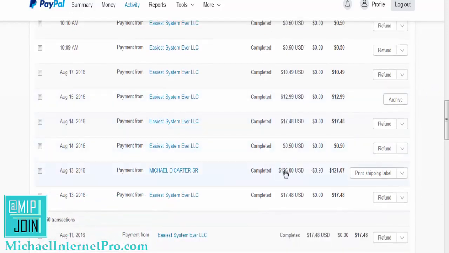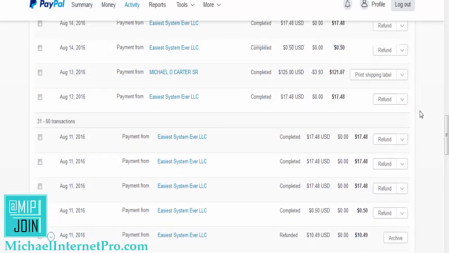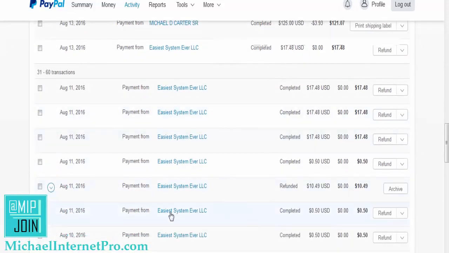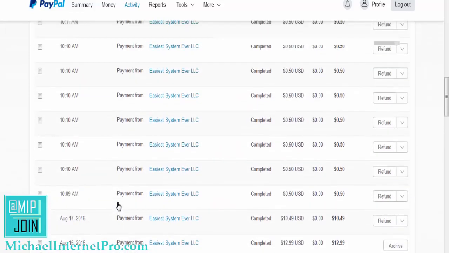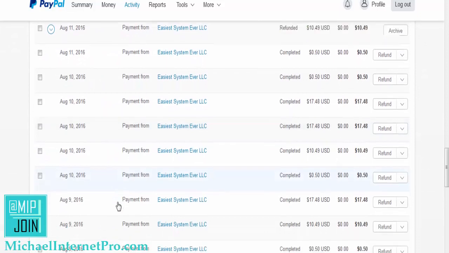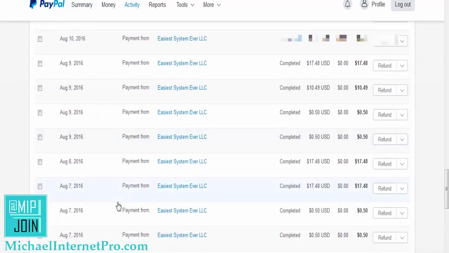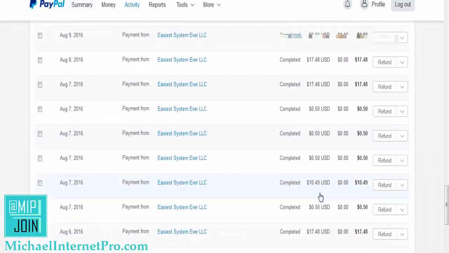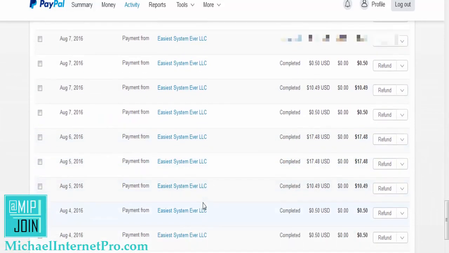As you can see, just $125. That was actually from another system. And all this money just came in. This is from previous days, and as you can see, it's going all the way up to today. Look at that, guys. Check that out. All that money, guys. Look at this.